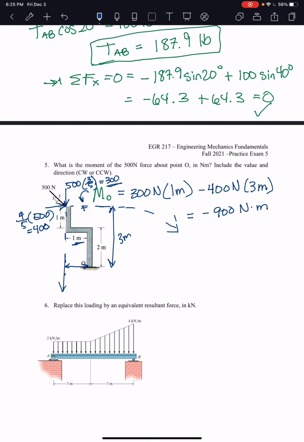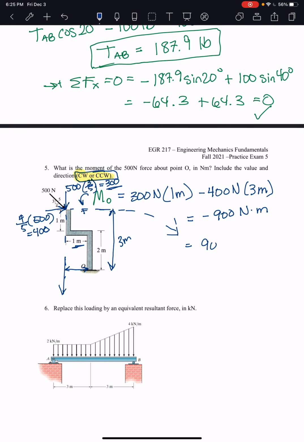And it asks for clockwise or counterclockwise here. So we get that equals 900 Newton meters, and it's going to be in the negative direction, which is in that direction. And that's also clockwise. So 900 Newton meters clockwise.